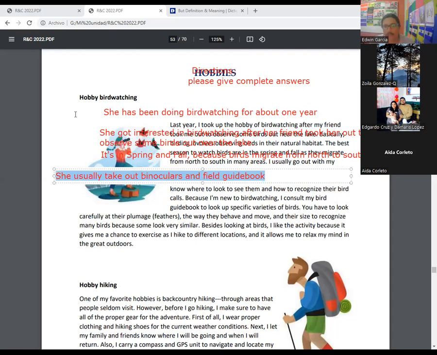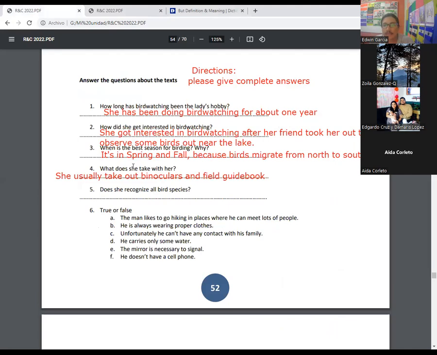These sentences are made according to, remember, if we return here, what does, what, how did, when is the best, how long has been. We are making sentences according to the verbal tenses. Okay, let's finish with number 5 to do something else. Does she recognize all bird species? What do you think? Let's see.